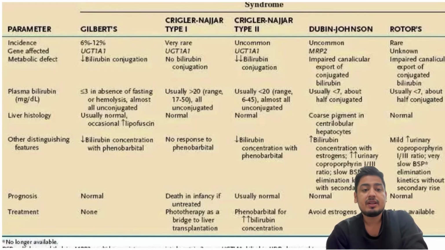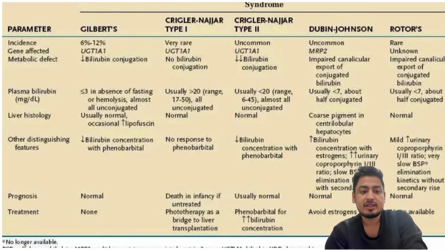In Crigler-Najjar 1, the bilirubin levels can go up to more than 20, and usually it stays in the range of 17 to 50, and all of the bilirubin is unconjugated because there is no conjugation at all. In Crigler-Najjar 2, it remains usually less than 20 and is almost all unconjugated again. In Dubin-Johnson and Rotor, it stays usually less than 7, and half of it would be conjugated and half of it would be unconjugated. On histology, in Gilbert's, the histology would be usually normal.